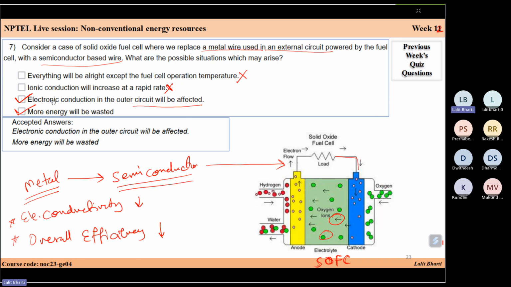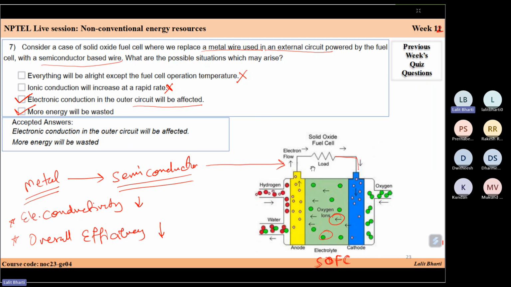Then we have the seventh question. Consider a case of solid oxide fuel cells where we replace a metal wire used in the external circuit powered by a fuel cell with a semiconductor based wire. Whatever the possible situation may be, you have a semiconductor wire instead of a metal wire. So what will happen? With a semiconductor, your electrical conductivity will be lower, overall efficiency will be lower, and your resistance will be very high with the load.